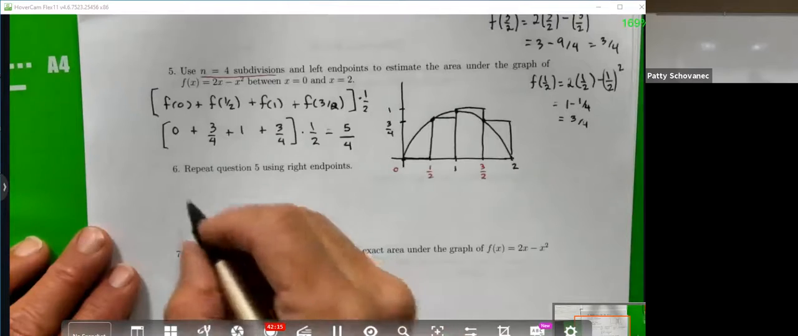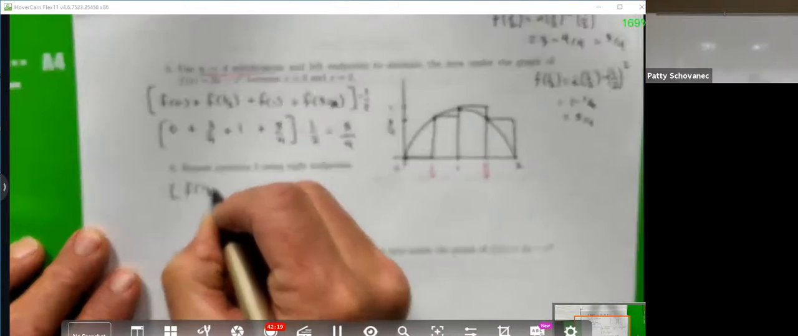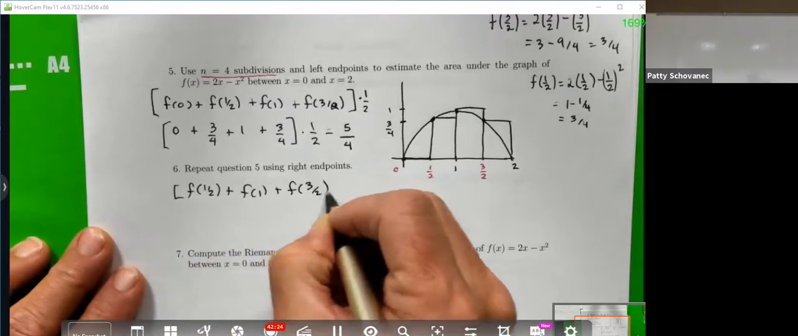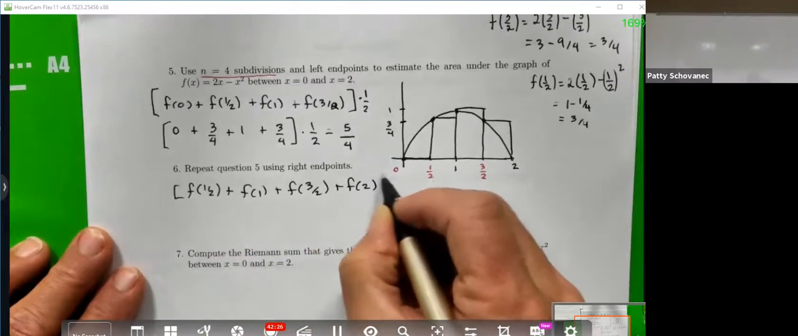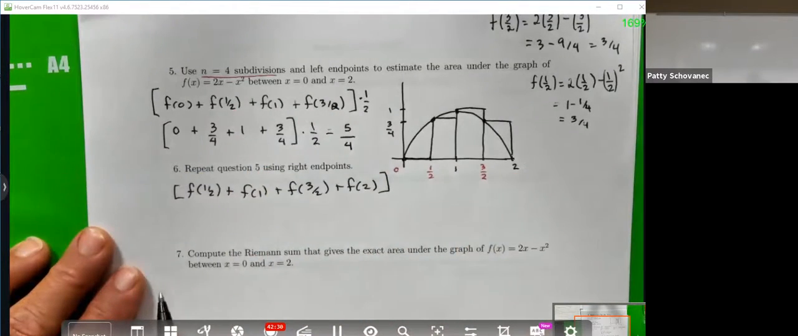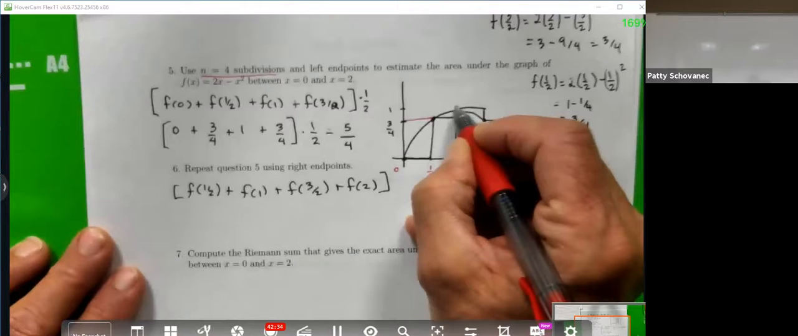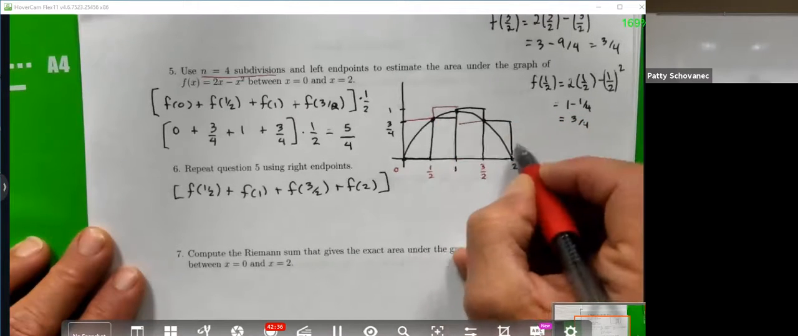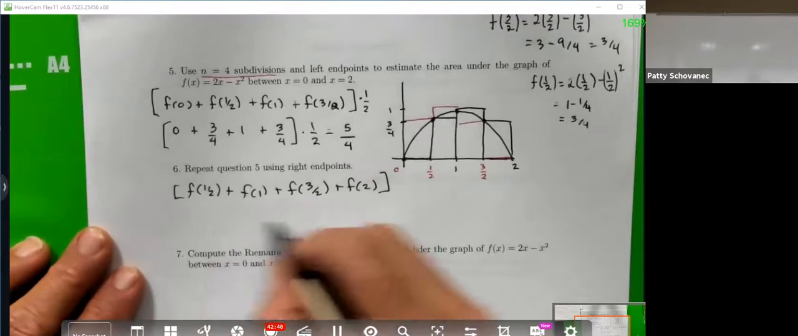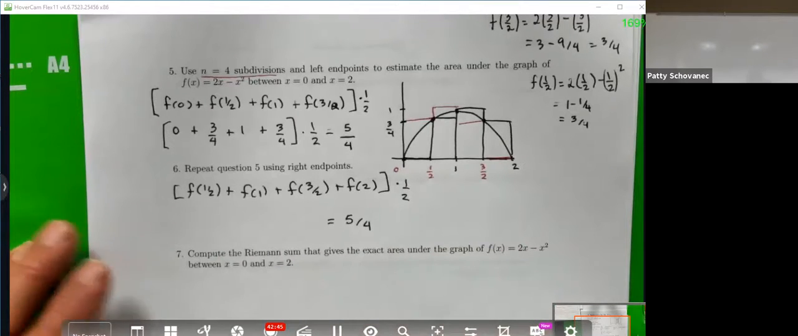This one's going to work the same way. This one, though, we start here. F of a half plus f of 1 plus f of 3/2 plus f of 2. These numbers we have up here, and f of 2 is going to be 0. So I'm looking at these rectangles. You're going to get the exact same number. So times a half, you're also going to get 5/4.